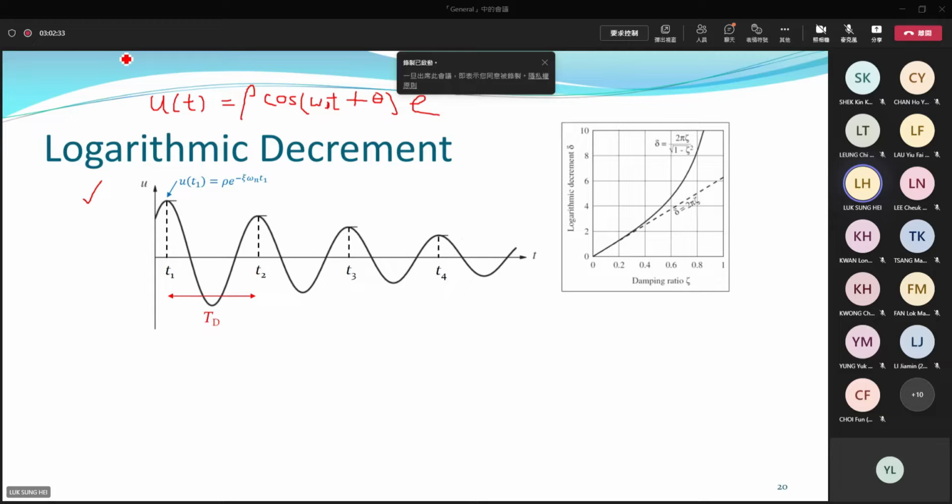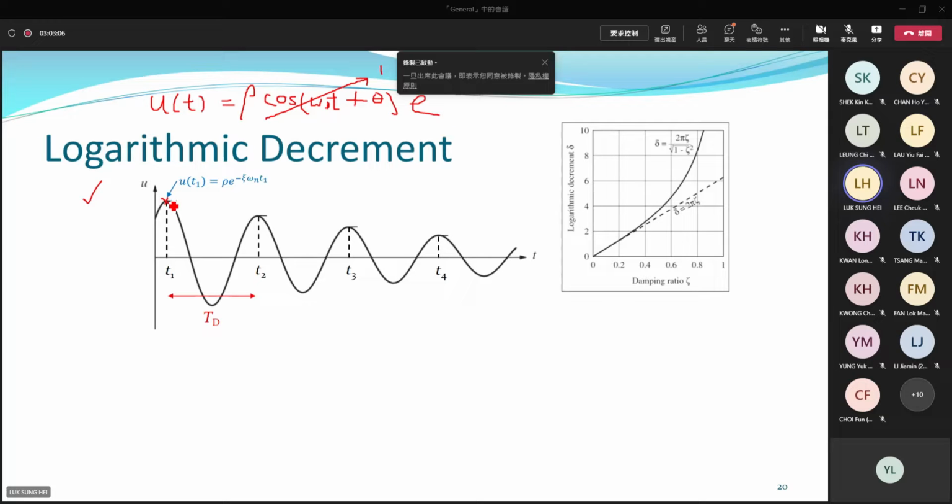This is the general formula for a free vibration system with damping. But when we talk about vibration amplitude, at this peak point, at this top position, cosine equals 1. When you want to find the maximum value, you can set cosine equal to 1, because cosine is bounded by 1 and minus 1. Here is the positive sign, so I use 1.